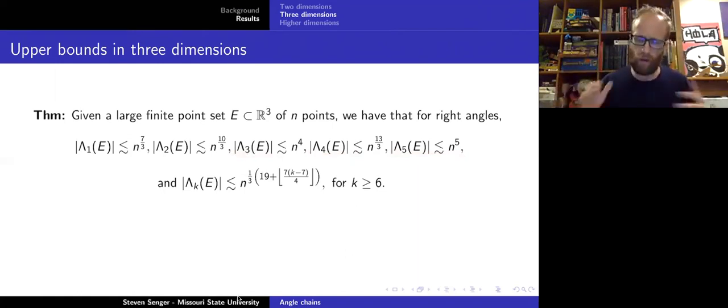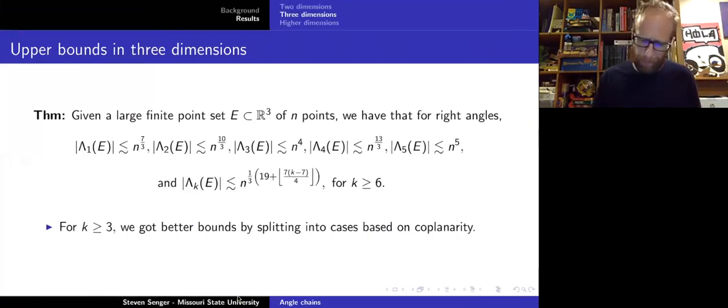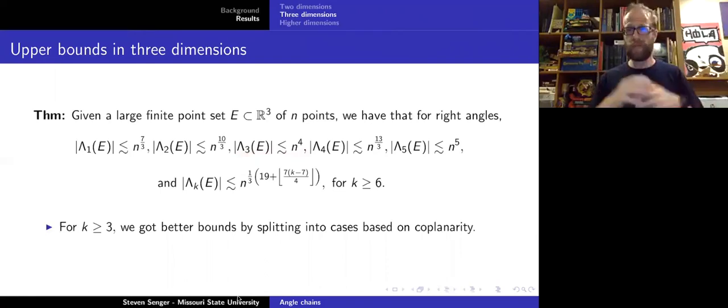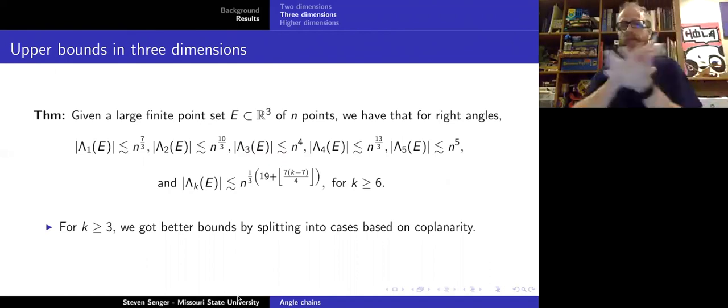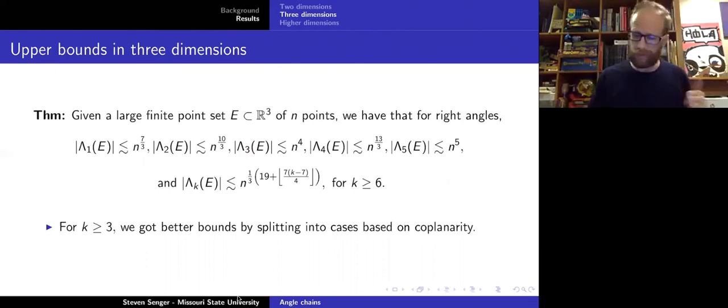I won't go into all the details, but after we get up to here, we have a self-improving bootstrapping mechanism similar to the distance chains case. Once we get up to 3-chains, we can split into cases based on whether points are coplanar or not. If a bunch of points concentrate in a plane, we lose some of the incidence bounds that we have, like point-plane incidence bounds. But then we have nice R2 bounds in that plane, and we can tension those against one another to get some gains.